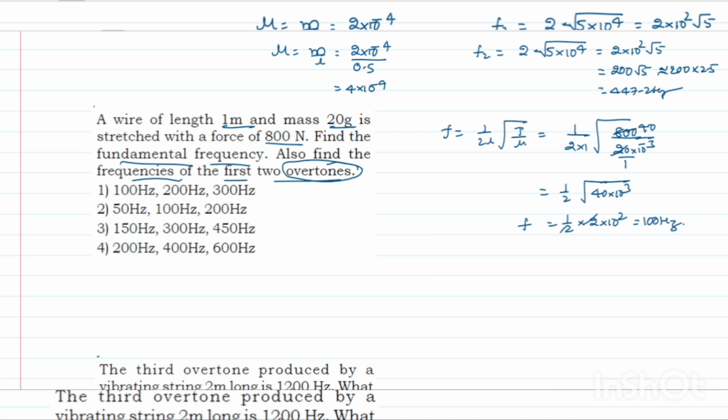Also find the frequencies of the first two overtones, they are asking. So this is the fundamental frequency F1. Suppose F2 equals twice of F1, which is nothing but 200 Hz, and F3 is 3 times F1, which is 300 Hz. This is the fundamental frequency or first harmonic, this is the second harmonic or first overtone, and this is the third harmonic or second overtone. So the frequency of the fundamental and first two overtones are 100 Hz, 200 Hz and 300 Hz.